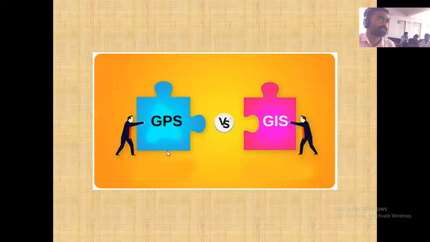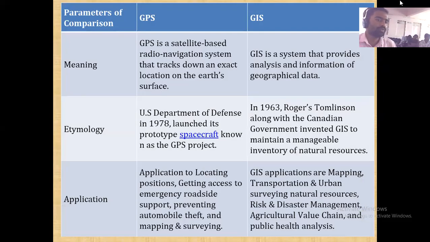First of all, you should know the meaning. GPS is a satellite-based radio navigational system that tracks down an exact location on the Earth's surface. And GIS is a system that provides analysis and information of geographical data. Geographical data is important. In your exam, he is going to ask: write on this first point.